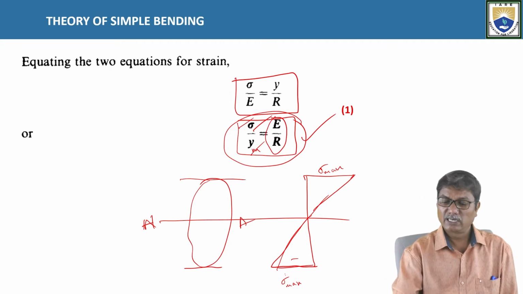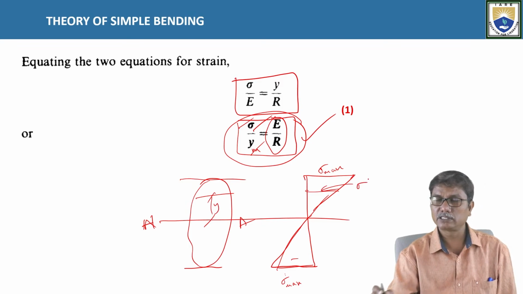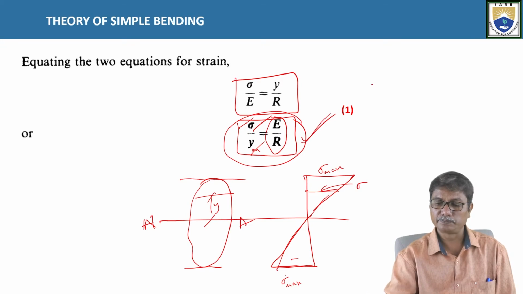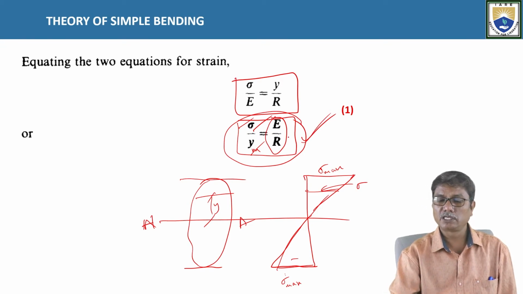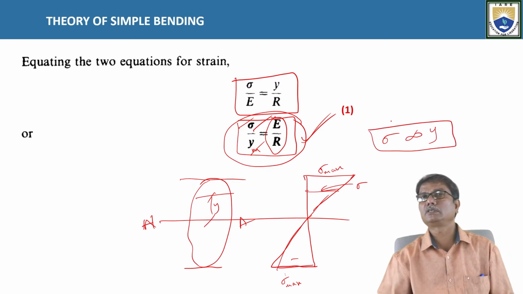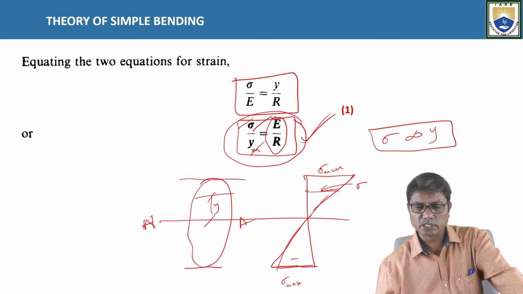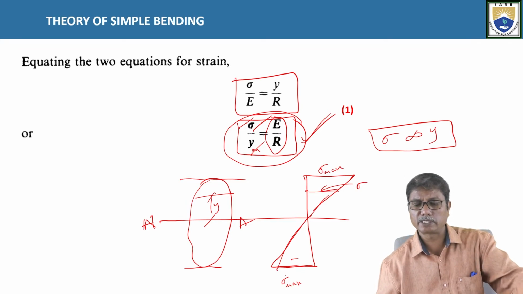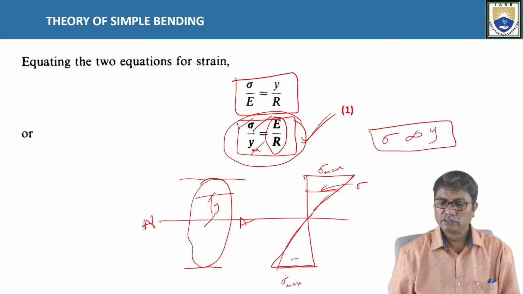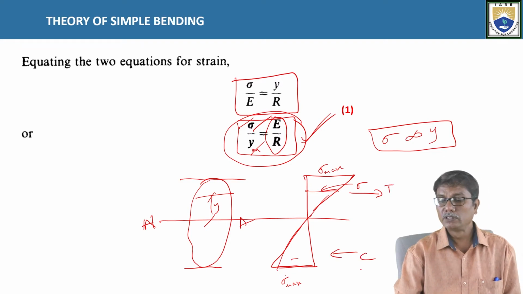At any layer at distance y from the neutral axis, the stress is given by sigma from equation 1. So sigma is E by R into y. E by R is constant here, so sigma is proportional to y. E by R being constant, sigma remains directly proportional to the distance from the neutral layer. Sigma is the stress. It is clear. So the top fibers are being subjected to tension and the bottom fibers are subjected to compression.